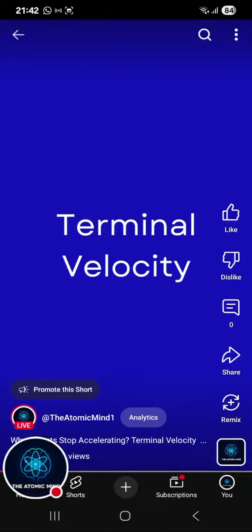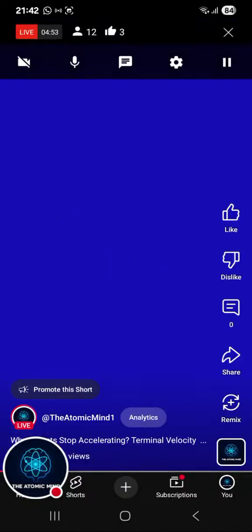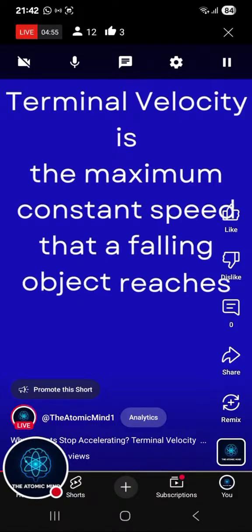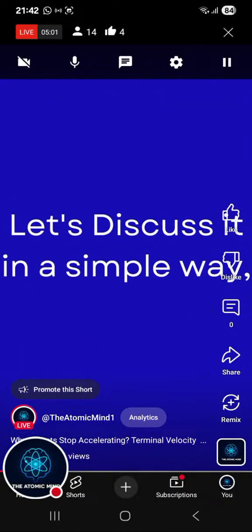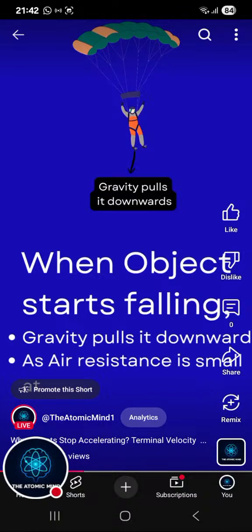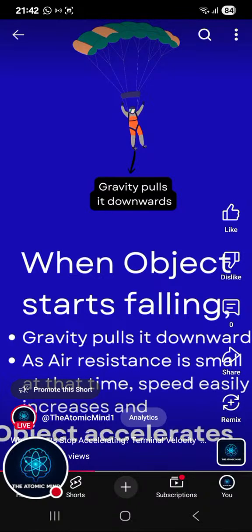Terminal velocity. It is the maximum constant speed that a falling object reaches when the downward force of gravity becomes equal to the upward force of air resistance. Let's understand it. When an object starts falling, gravity pulls downward, speed increases, air resistance is small, so the object accelerates.